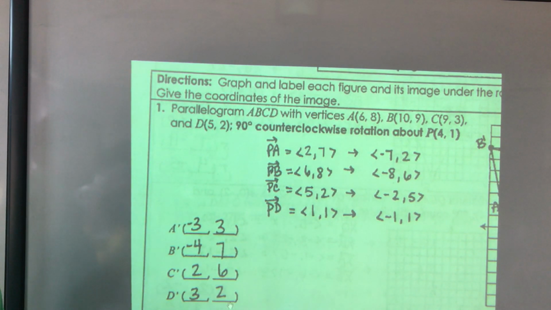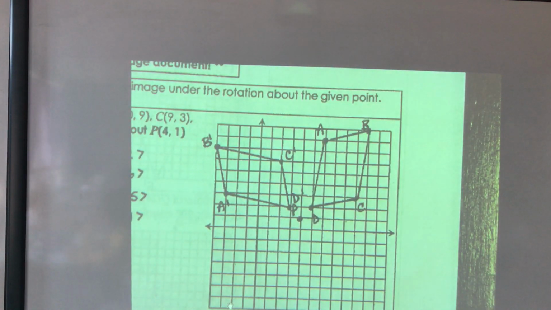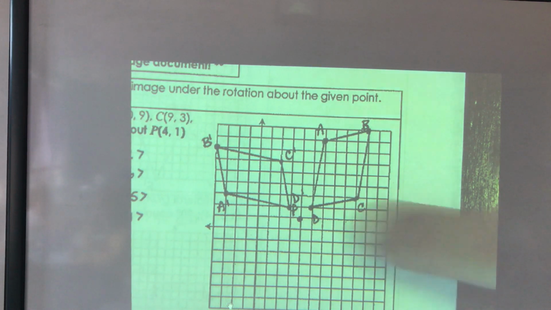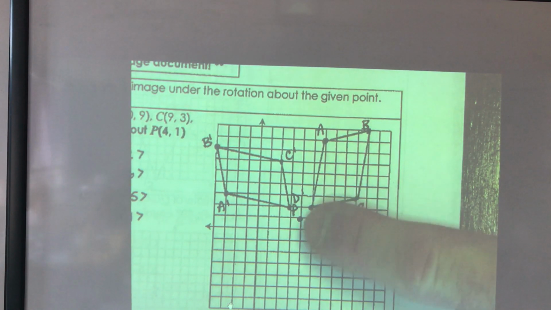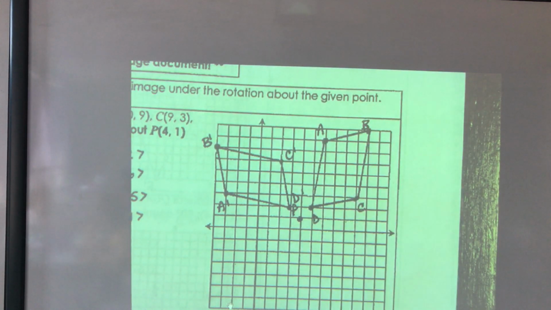Any thumbs down? Now, what I'm going to do is switch and let you look at what it looks like graphed. To where I have A, B, C, and D, my point of rotation, and then A', B', C', and D'.